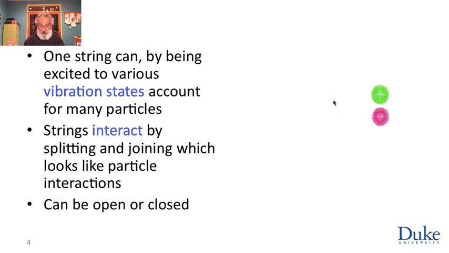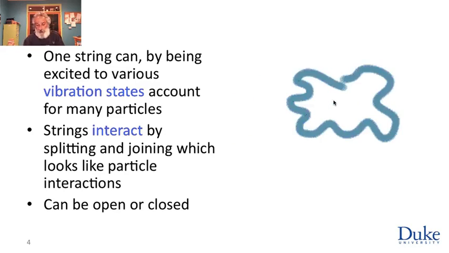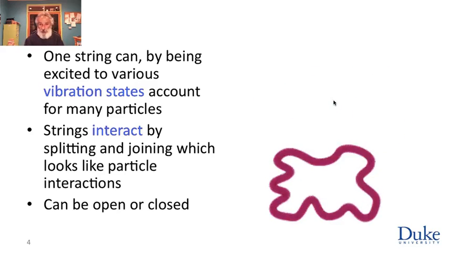And how does this look in a string picture? Well, remember, we replace each of these particles by a little loop of string whose vibrational state tells it that it's an electron or a positron or a photon or whatever. And so we have two little loops of strings in two different vibrational states. And the strings in a theory can be open strings with two ends on the edge, or they can be closed strings. We're going to focus on closed strings.